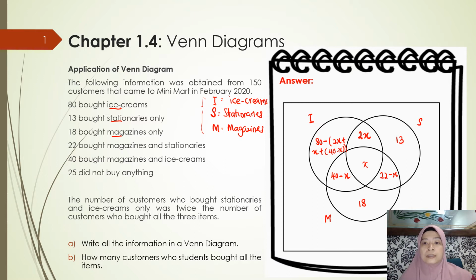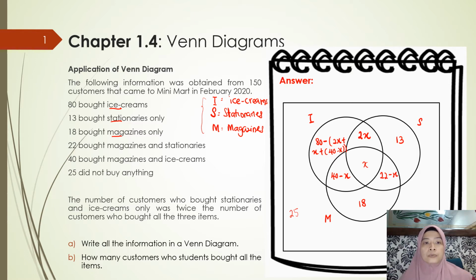Okay, and then 25 did not buy anything. So 25 should be outside, right? 25 should be here. Okay, and then 40 both bought magazine and ice cream. So magazine and ice cream means that it is the whole area of this. So that's why 40 minus x. From where we get x? Later on we will look at this.